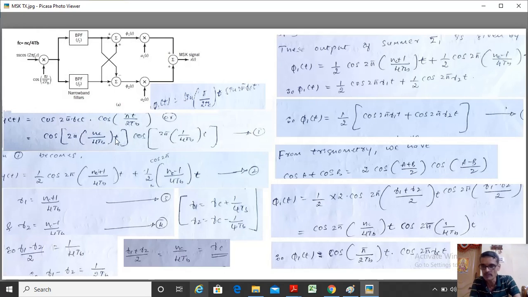What is NC by 4 TB? It is equal to FC. So the average of the two frequencies is equal to FC. When I take a difference and divide by 2, what I'll get? I'll get 1 by 2 TB. So F1 minus F2 is equal to 1 by 2 TB. That's what I'll get. So that 1 by 2 TB, the difference between the two frequencies, the two carriers which are orthogonal to each other, is actually minimum. That's what it says, right?